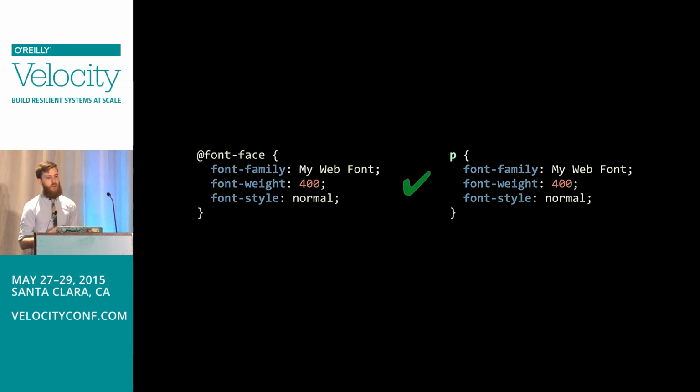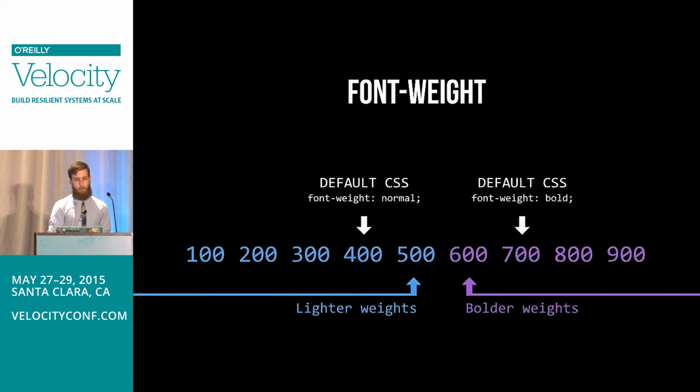So we have a font face that has font weight 400 and a font style of normal. Then our element CSS has a font weight of 400 and a font style of normal as well. So it matches exactly. Congratulations, your font's going to download. But the matching algorithm does require an exact match for font family, but font weight and font style do not have to match exactly for the font to be downloaded.